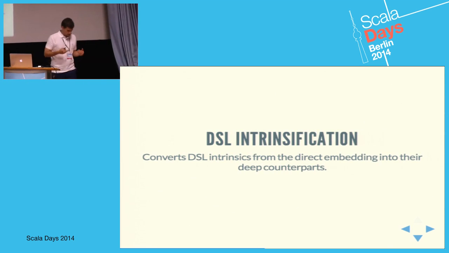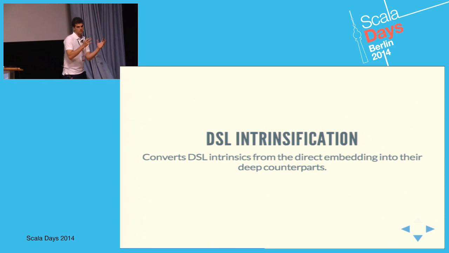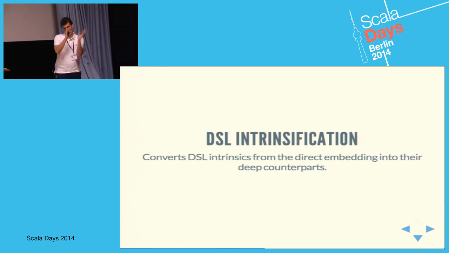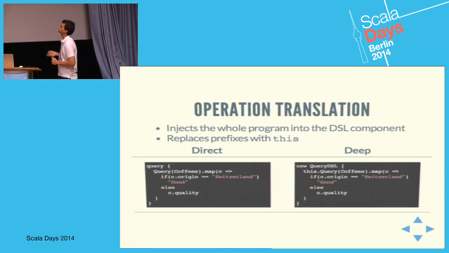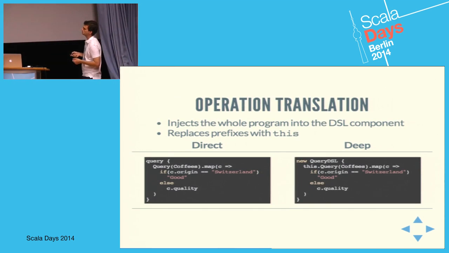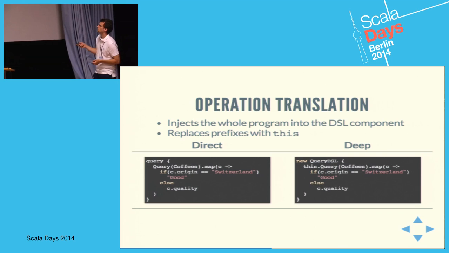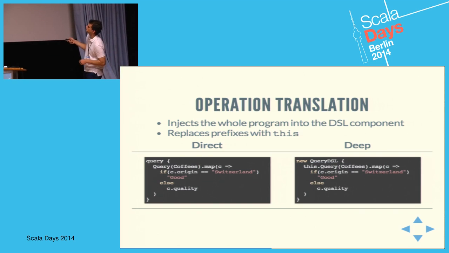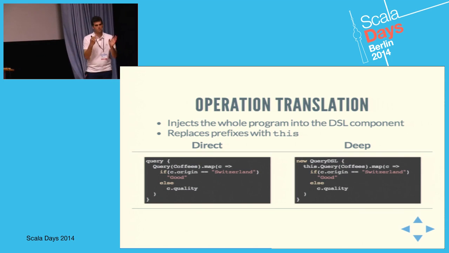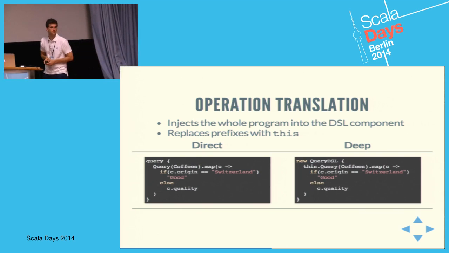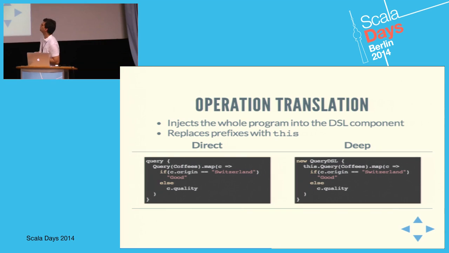And then the second part is the DSL intensification. This is the part when you take a block and splice it into the right-hand side, as we have seen, right? And so this is also very easy, right? So we just take a query and we convert it to a component, right? And then for these objects, we just need to put a this in front. So strip off the prefix, put the this in front, we are done. Okay? Very simple.